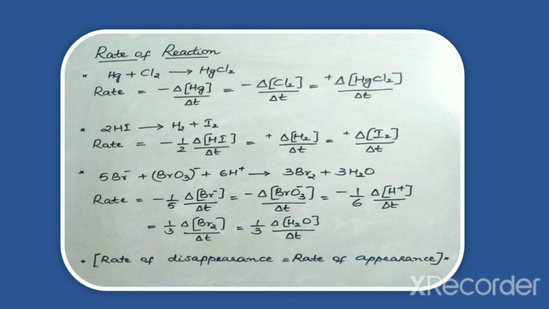Now consider the next reaction equation: 5Br⁻ plus BrO3⁻ plus 6H⁺ gives 3Br2 plus 3H2O. Rate is equal to minus 1 by 5 delta [Br⁻] by delta t, which is equal to minus delta [BrO3⁻] divided by delta t, which is equal to minus 1 by 6 delta [H⁺] divided by delta t. It is also equal to 1 by 3 delta [Br2] by delta t, which is equal to 1 by 3 delta [H2O] divided by delta t.